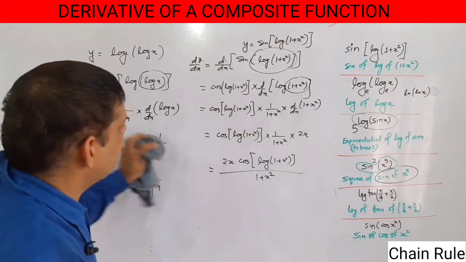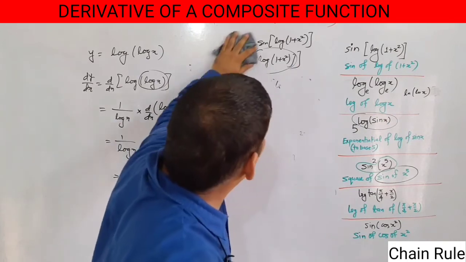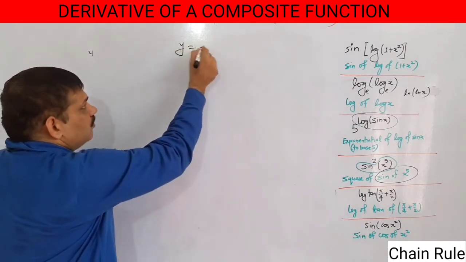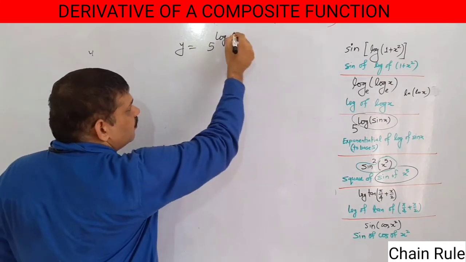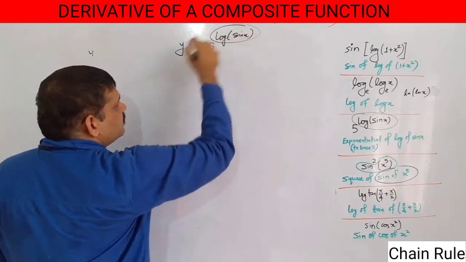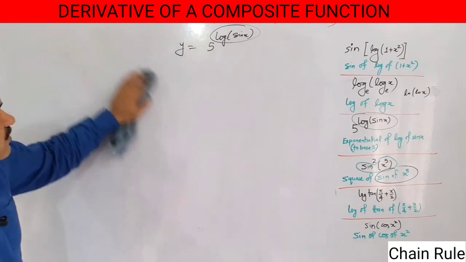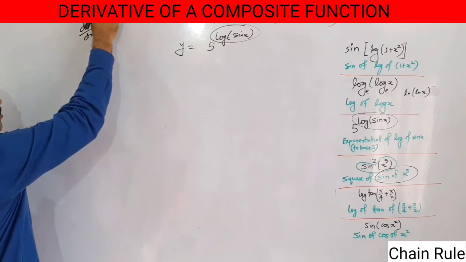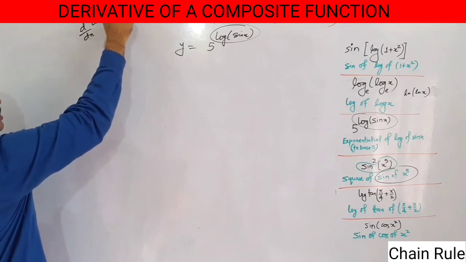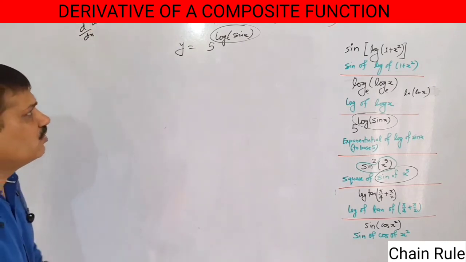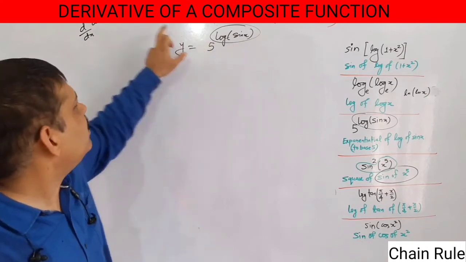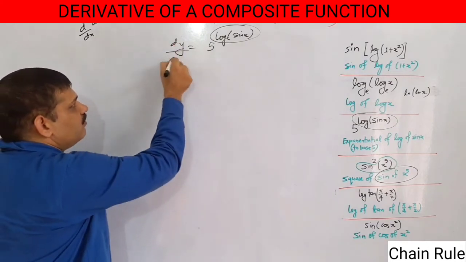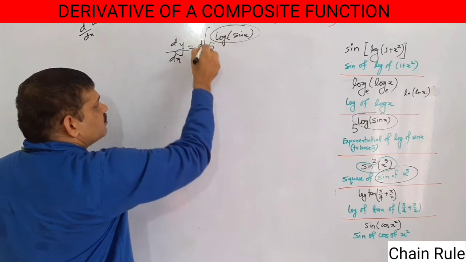Now we take this: the exponential of log of sine x to the base 5. Log of sine x. If we treat it as u, then it is a raised to u, a constant raised to a variable. The derivative of a constant raised to a variable, a raised to x, is a raised to x log of that constant, here log of 5. So on differentiating, we get the derivative of y with respect to x. I am writing here the derivative of this whole function.